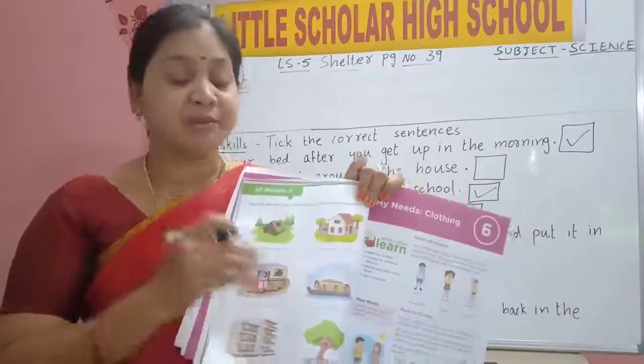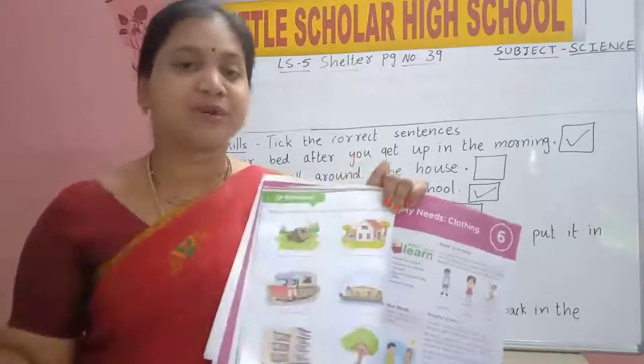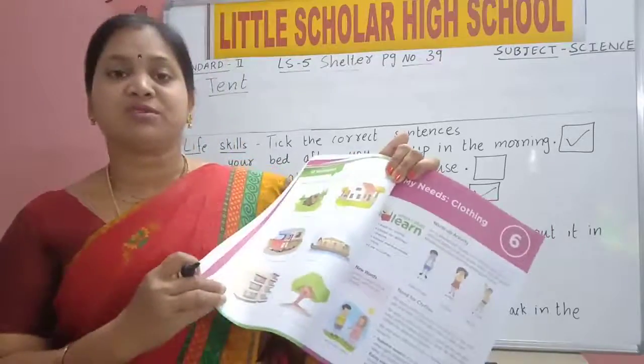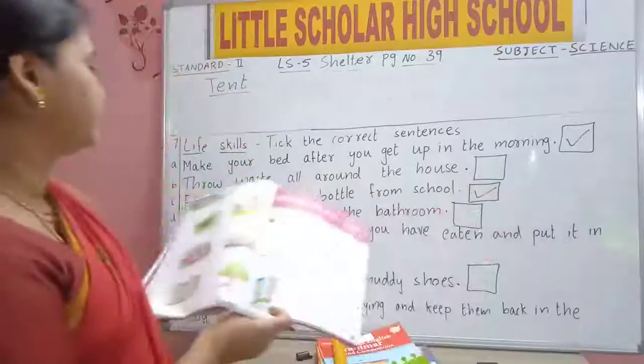It is built with bricks and cement. It can't be moved from that place. So which house is this? Bungalow. Which house is this? Bungalow.